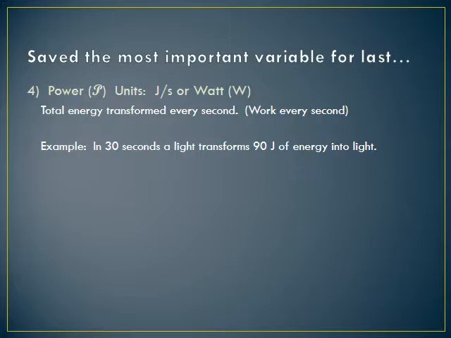So you might get an example problem that says something like, in 30 seconds, a light transforms 90 joules of energy into light. And that would mean that the power would be 3 joules per second, right? It's the amount of energy every second. So 3 joules every second, otherwise known as 3 watts.